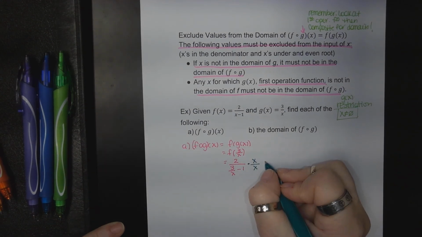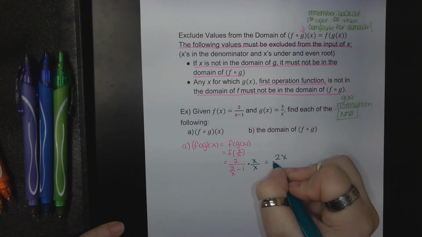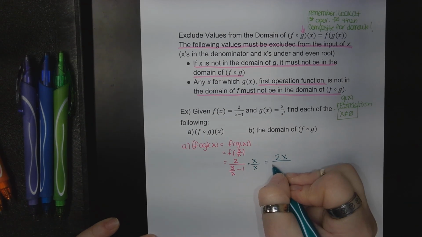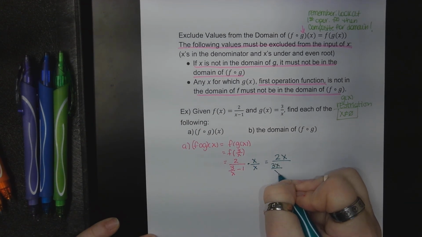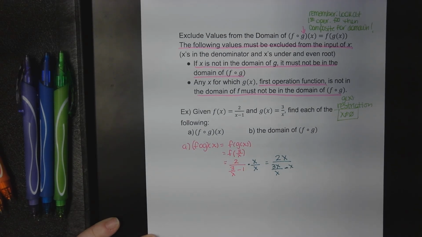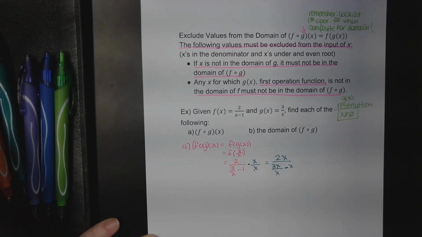So 2 times x gives us 2x. Now this x is going to multiply by both of these terms. So that's going to give me a 3x over x minus, that's a minus by the way, minus x. These two x's are going to cancel, okay?